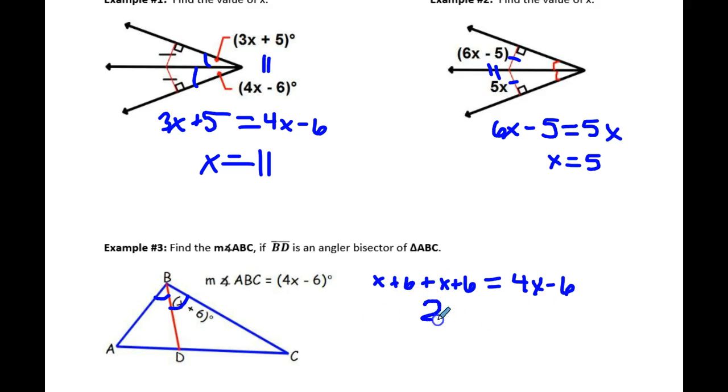So now I've got 2x plus 12 is equal to 4x minus 6, and x equals 13.